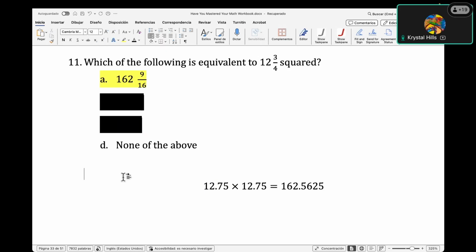Okay. So now you know when it says a number squared, that means to multiply this number by itself 2 times. Perfect. I also got the answer by changing the mixed number to an improper fraction. Yes, that is another way that you can do it and multiply straight across to get one of these answers. Yes, ma'am.